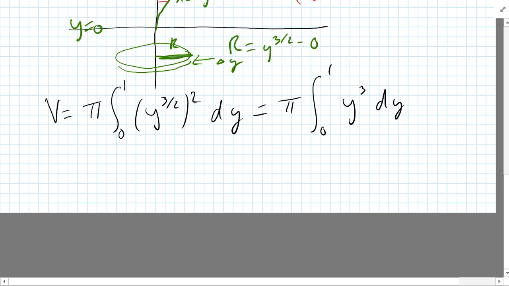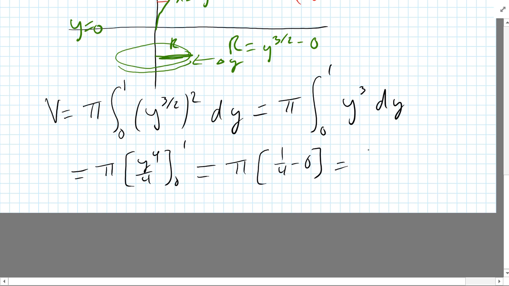What's the antiderivative of y cubed? y to the 4th over 4. I'm evaluating from 0 to 1. Does it get any easier than this? No. I'm not going to make it any easier than this. This is ridiculously easy. So is it 1/4 minus 0? So my answer is pi over 4.